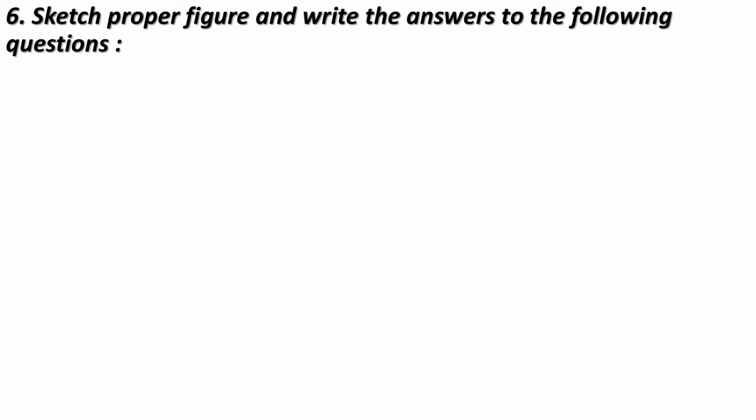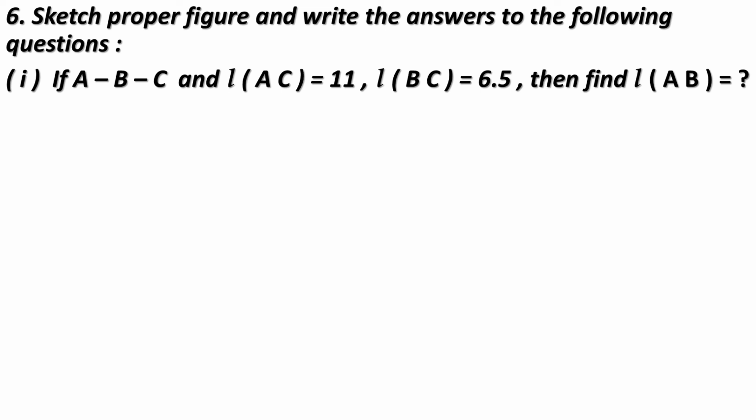Sketch a proper figure and write the answers to the following questions. In that we have the first question. If A-B-C and length AC equals 11, length BC equals 6.5, then find the length AB. So here you can see that it is mentioned A-B-C, it means points A, B, C are collinear points. It means they fall on the same line, and B is between A and C. So here we have a figure. You can see that B is between A and C.